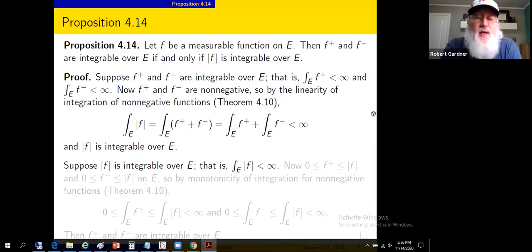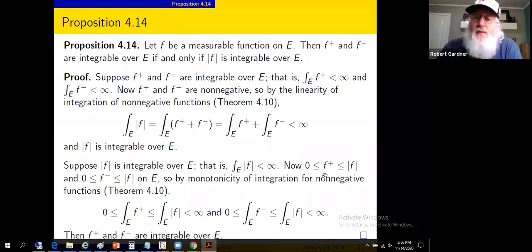Let's reverse that implication. Suppose the absolute value of f is integrable. That is, the integral is finite. Now, all this conversation is taking place in this setting of the previous section, class 2 functions. We know that the positive part of f is bounded below by 0 and above by the absolute value of f. Negative part of f bounded below by 0 and above by absolute value of f.